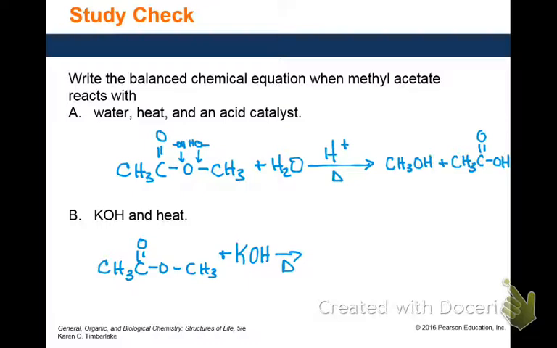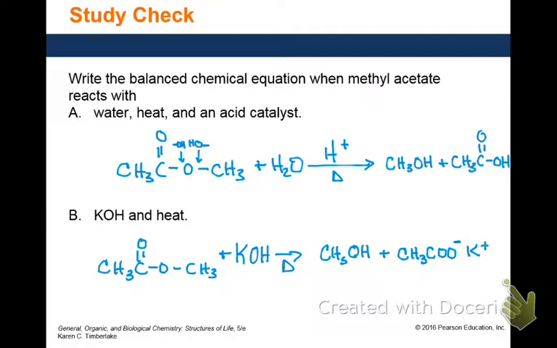Now, KOH and heat, right? I'm still going to have the same alcohol. The only difference is I get the salt of the carboxylate. So this will be acetate. And just so you know, you can write it like that. You don't have to always draw the double bond. I just do that to remind you what the structure is, okay? And then a minus charge, because it's the carboxylate. And what ion? Potassium.